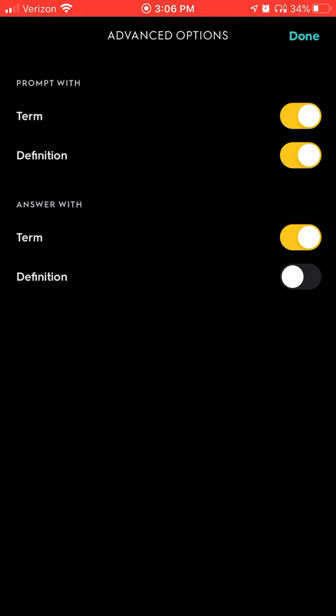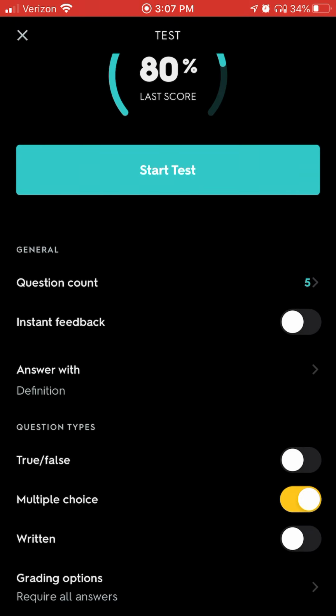Now, if you want to answer with just the term, it's kind of backwards in my opinion, then you can do it that way. But I like to answer with the definition. I like to be prompted with the term and answer with the definition. I don't need to uncheck anything from up top here with prompt with, because it's not going to prompt me with the definition and then give me the definition. It's not going to do that. It's going to do one or the other. All right, so I like to do that.